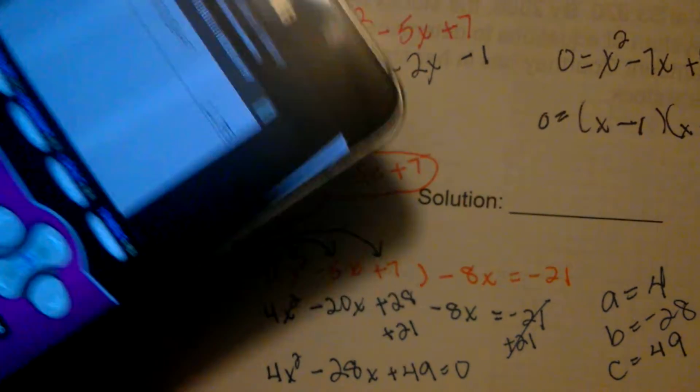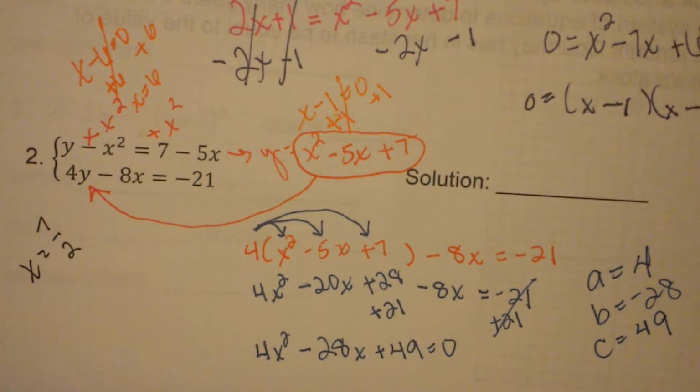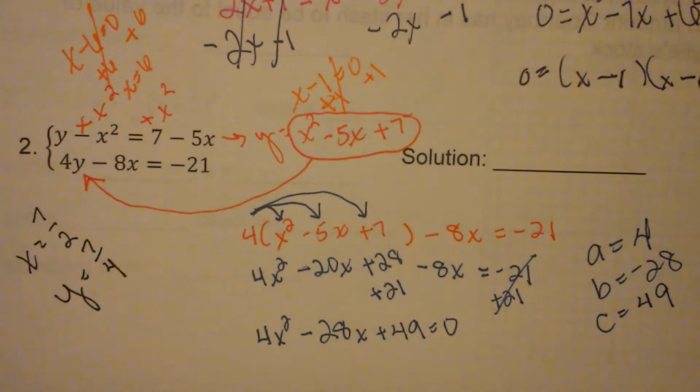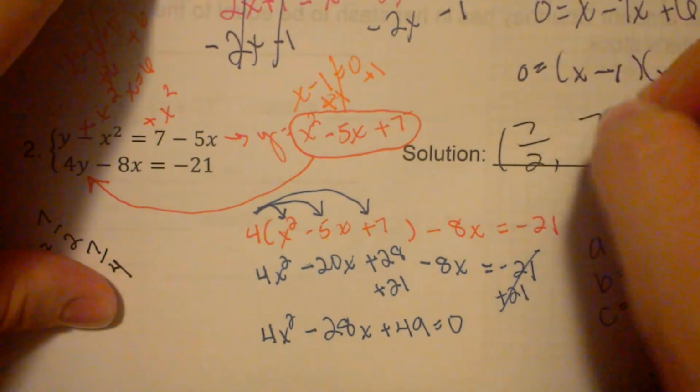And if I press math, the first option I get is frac. That's going to put my answer in a fraction if it can be put in a fraction, so if it's rational. 7/4. So my solution is 7 halves, 7/4.